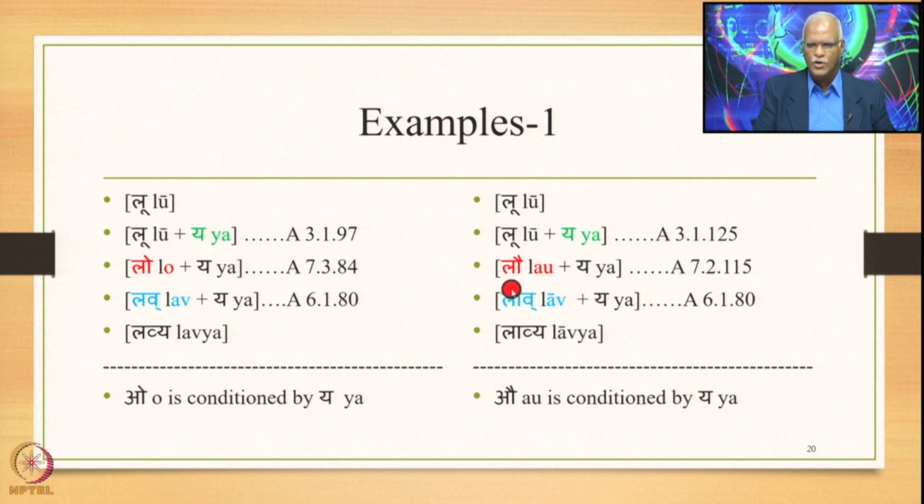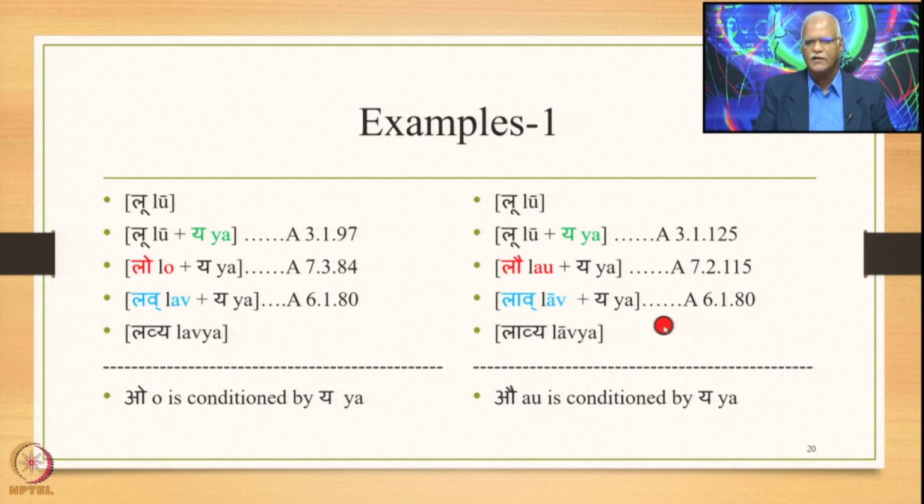Remember, this au is brought about by this suffix ya. So this au is conditioned by ya, and so such an au is substituted by av. So we have lav plus ya, and so finally we get the form lavya. The most important point to remember over here is that au is conditioned by ya.